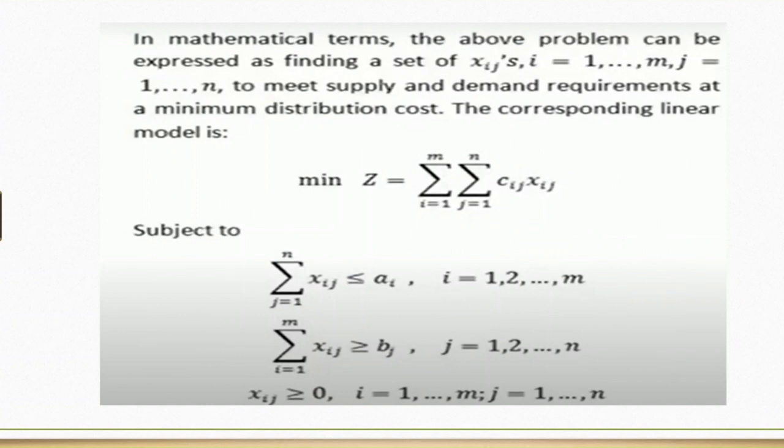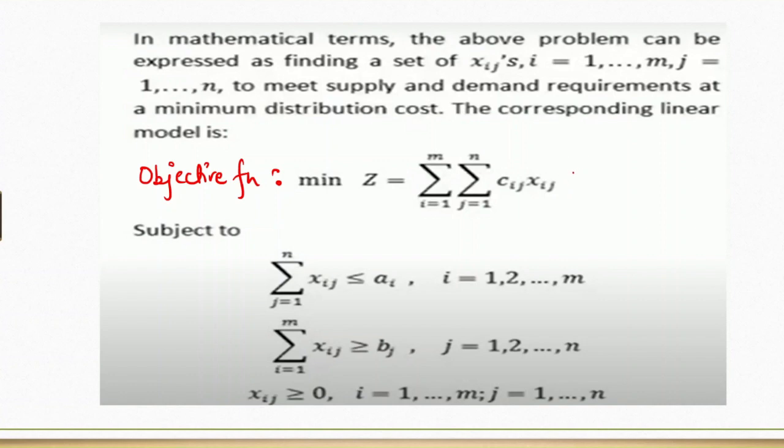As I told you, it's a special kind of linear programming problem, so obviously we can write it in the LPP format as well. This is how we can write it. The linear programming problem would be minimize, this is our objective function. So it's minimization of the transportation cost: minimize Z, summation i going from 1 to m, j going from 1 to n, Cij Xij.